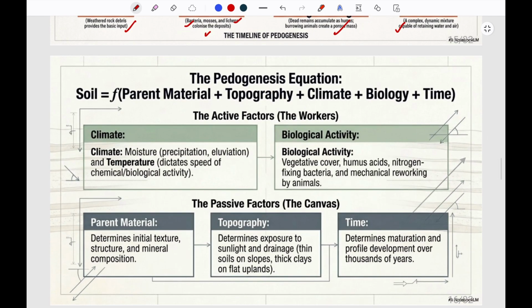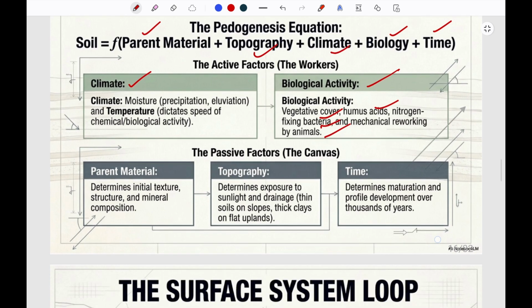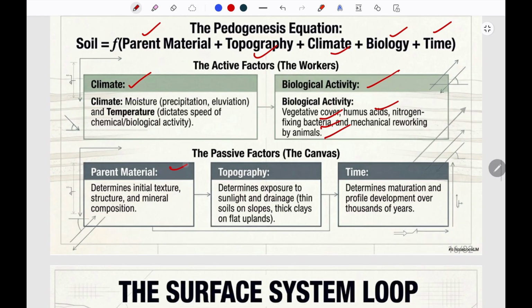Now the factors affecting the formation of soil. These are parent material, that is the rock from which the soil is formed, topography of the area, climate, biology, and time. So climate and biological activity like vegetation cover, humus, nitrogen fixing bacteria, and animals, these are the active factors that are included in soil formation. And the passive factors are parent material, topography, and time. That is, they do not actively take part in the formation of soil, but they affect it.